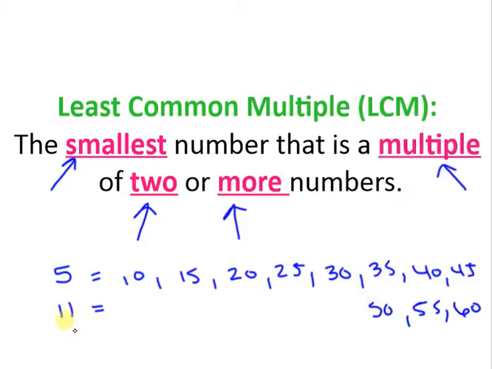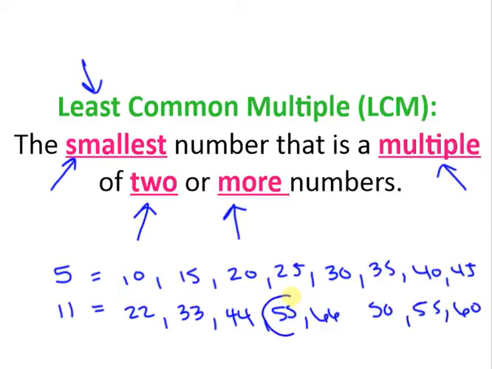So something like that. And then with 11, we would go 11, 22, 33, 40. Oops, I did that completely wrong. Not 43. Let's try 44, 55, 66, and on and on. With greatest common factor, I was asking you for the greatest number that was a factor of both numbers. With least common multiple, I'm asking you for the smallest number that's a multiple of these two numbers. In this case, with 5 and 11, it's going to be 55.